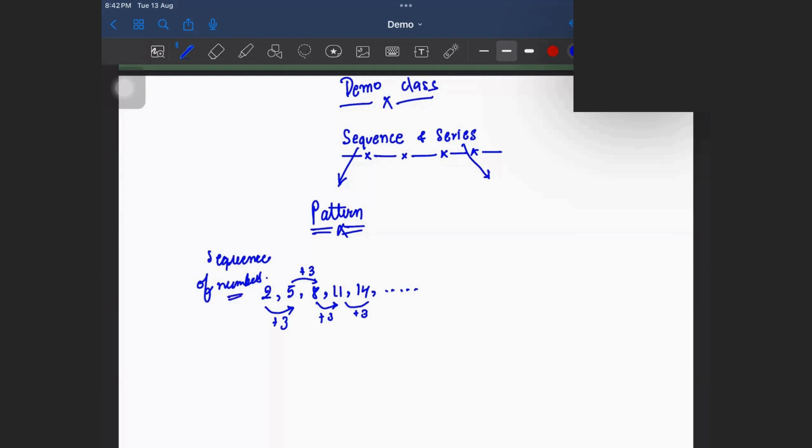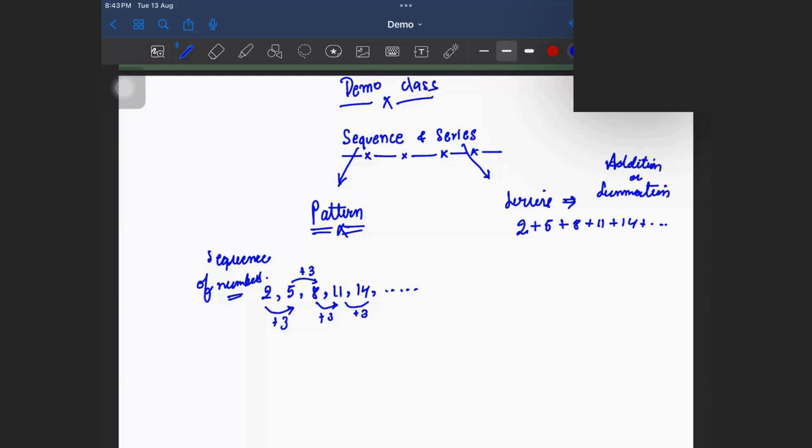If we take this sequence and add all the numbers in the sequence, plus so on, whatever numbers are there in the sequence, it will become a series. So series is basically the summation or the addition.